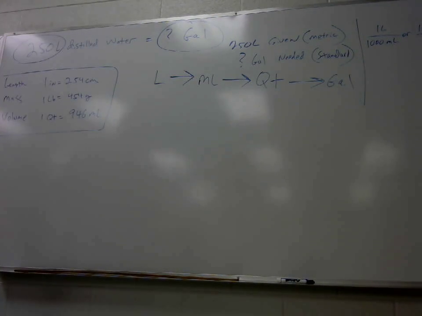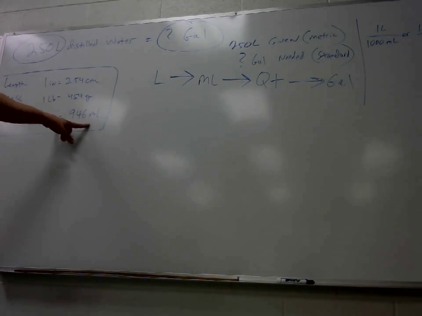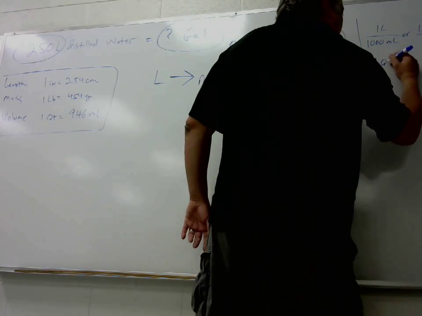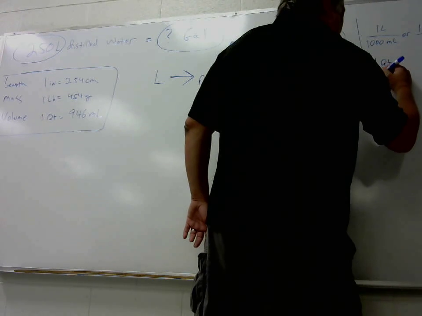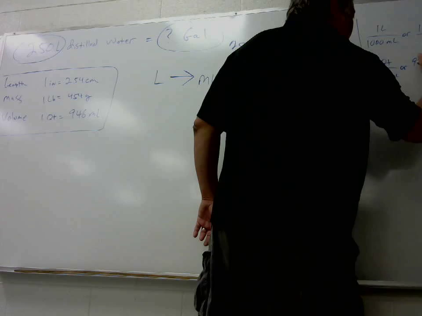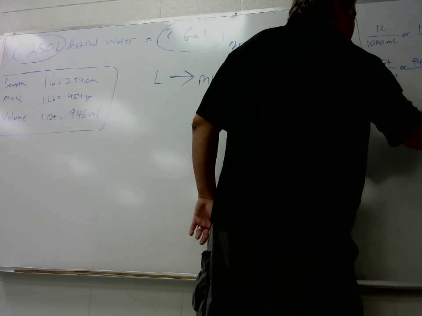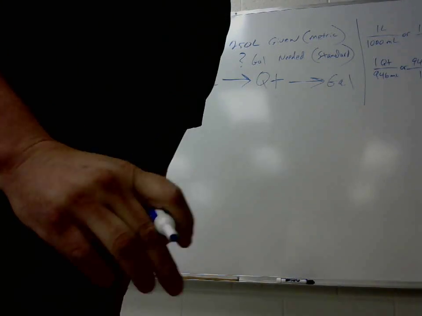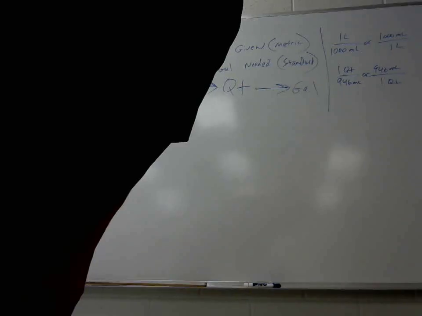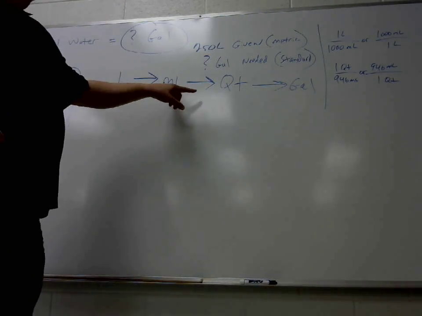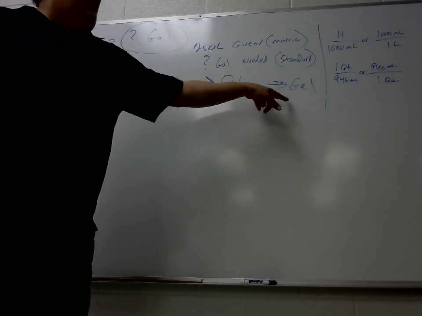Milliliters to quarts. We've got that one. That's one of the 3 that we know like the back of our hand. So 1 quart is 946 milliliters, or 946 milliliters is equal to 1 quart. Okay, let me make sure that I'm getting enough of this on camera. Okay, there we go. So that takes us from milliliters to quarts.